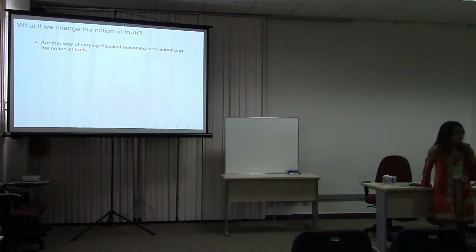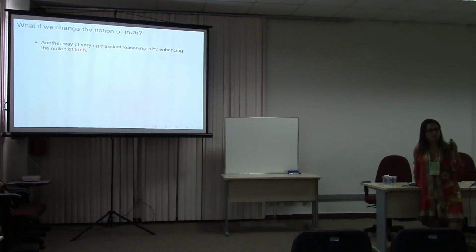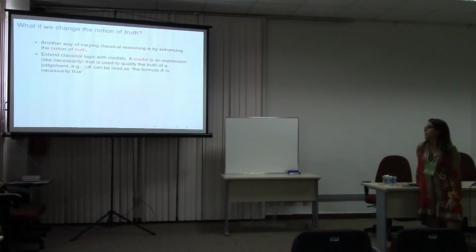Well, there are some other ways to vary a logic as well, always starting from classical logic: to vary the notion of truth. So instead of only true and false, where true is the same as not false, and false is the same as not true, we can have things like, for example, A is necessarily true, whatever it means.